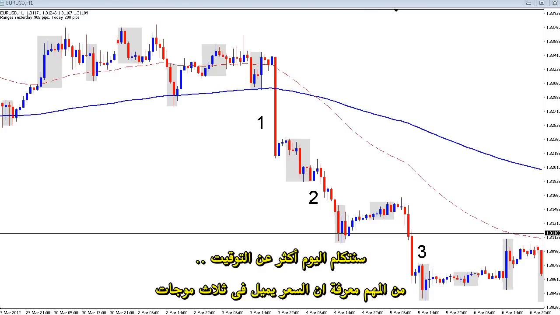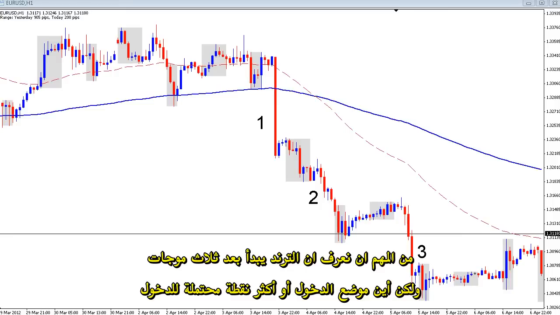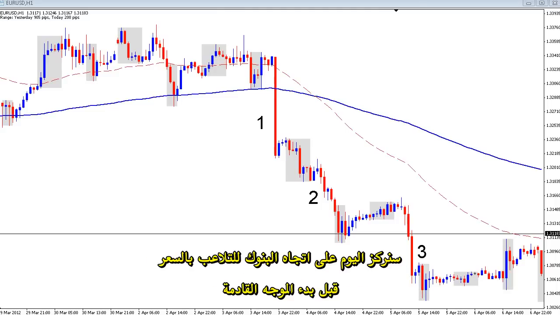It's important to know that they tend to trend the price in 3 waves, but it's also important to understand where the entry is, or where the higher probability point is for entering. What we're going to focus on a bit more today is the tendency for them to manipulate the price before starting the next wave.